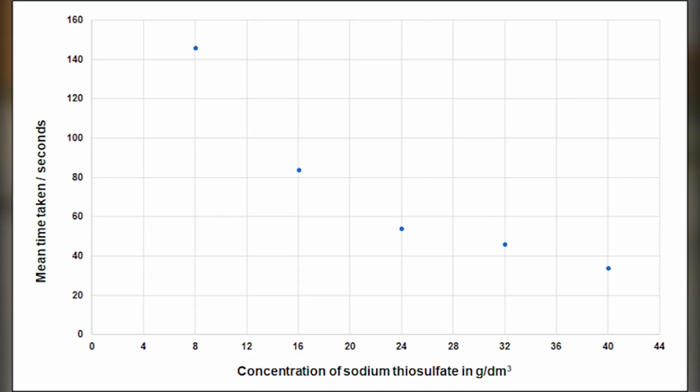You can also plot a graph with your results, with the concentration of the sodium thiosulfate solution on the x-axis and the mean time taken for the cross to disappear on the y-axis. A smooth line of best fit can be drawn. The line should be a curve.